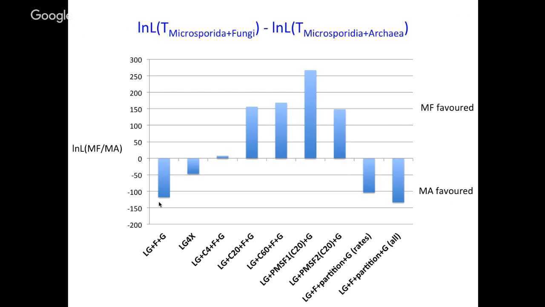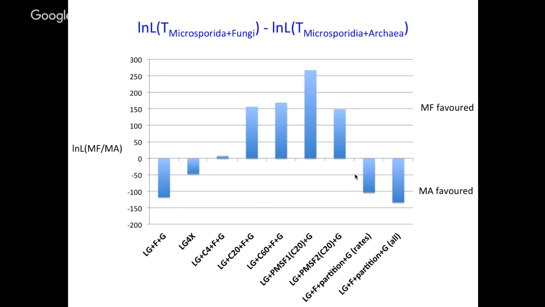And as you can see, the single matrix model doesn't do very well; it likes the artifactual LBA tree. So does the simple mixture model, LG4X. The C4 model does slightly better and gets it right. And then as you improve your mixture models, you get well into the region of getting the right tree. In fact, the PMSF models, based on the C20 mixture, are doing very well.